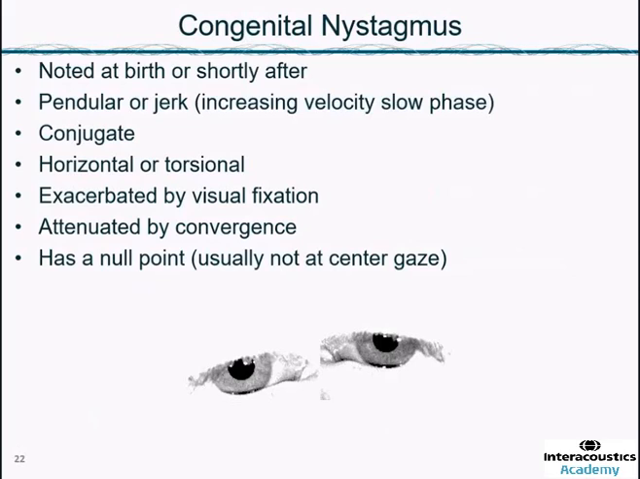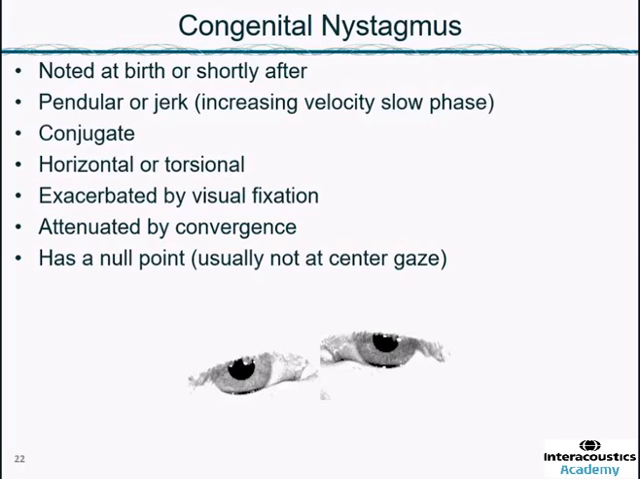Generally, it's conjugate, most often horizontal or horizontal torsional, as opposed to most types of nystagmus that can be suppressed by fixation. Actually, fixation enhances congenital nystagmus, and it's attenuated by convergence. All of those characteristics are hard to distinguish from other types of nystagmus. The most common identifying factor for congenital nystagmus is that it has a null point.